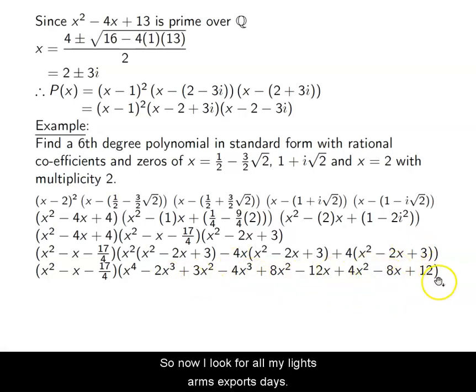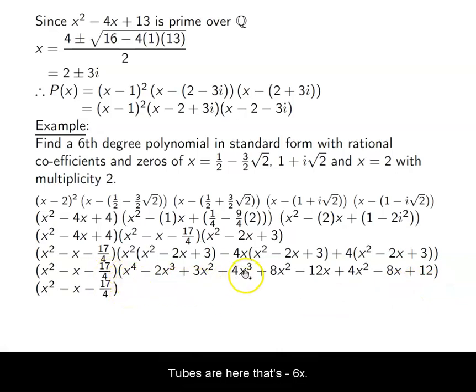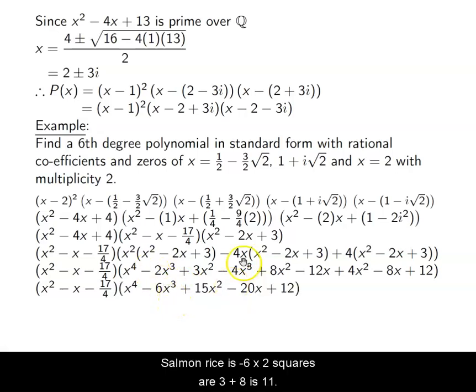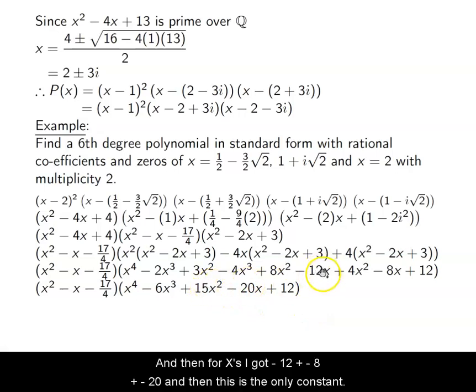So now I look for all of my like terms. x to the 4th stays. Okay, the cubes are here, so that's minus 6x cubed. Oh, I just have them wrong. Right, so that's minus 6x cubed. The squares are 3 plus 8 is 11, plus another 4 is my 15. Okay, and then for x's, I got minus 12 and minus 8, so that's minus 20. And then this is the only constant term.